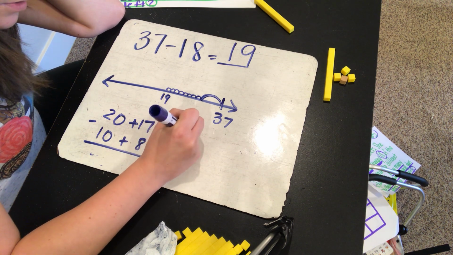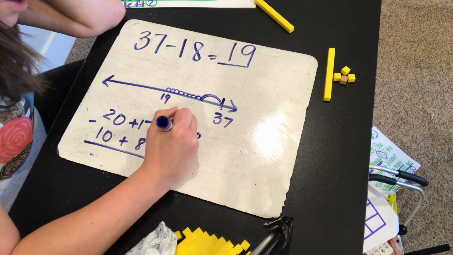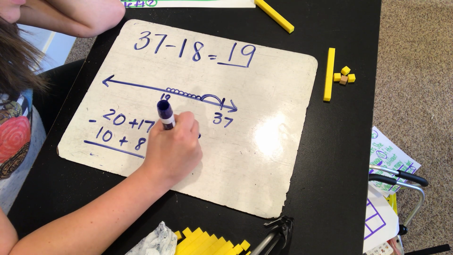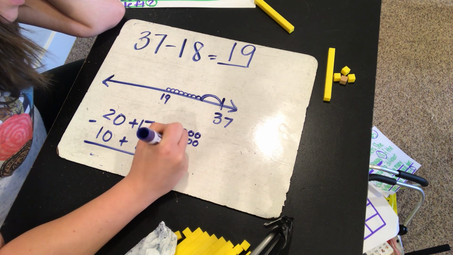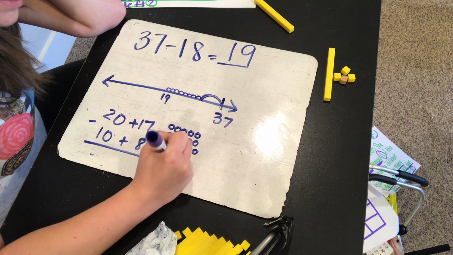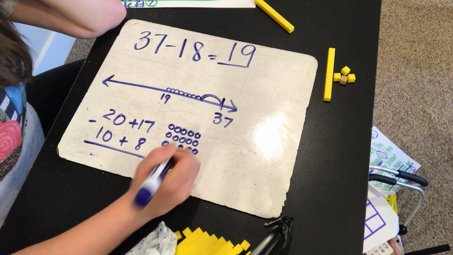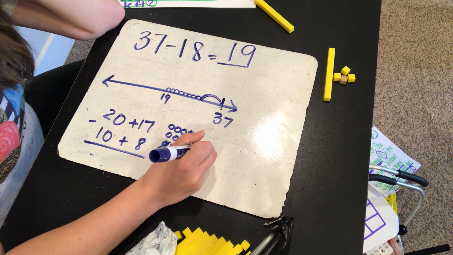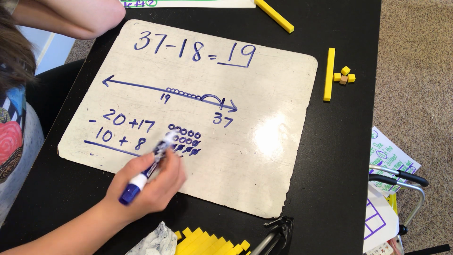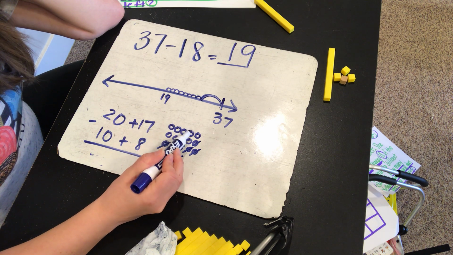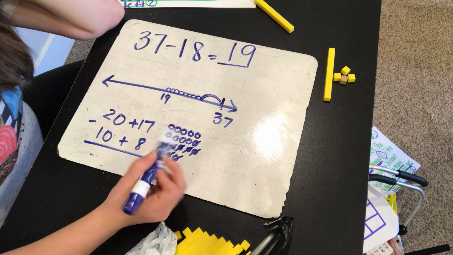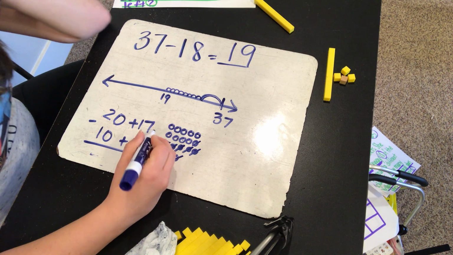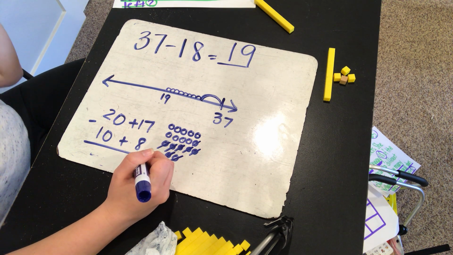Well, if you don't know that, you could draw it out to help you figure it out. 1, 2, 3, 4, 5, 6, 7, 8, 9, 10, 11, 12, 13, 14, 15, 16, 17. Then take away 8. 1, 2, 3, 4, 5, 6, 7, 8. How many are we left with? 1, 2, 3, 4, 5, 6, 7, 8, 9. Okay, so 17 minus 8 is 9.